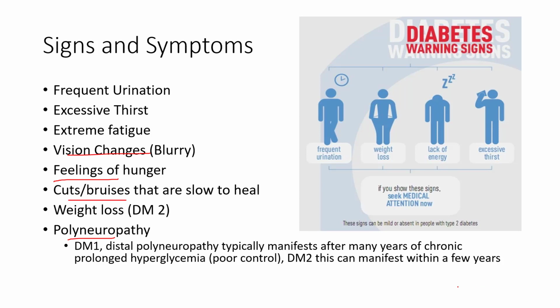So, one thing I want to stress is that polyneuropathy typically occurs later in life in a type 1 diabetic, especially if they manage it well.